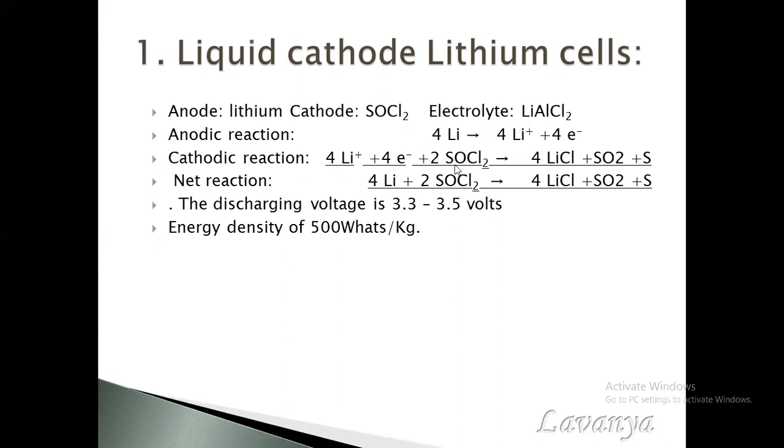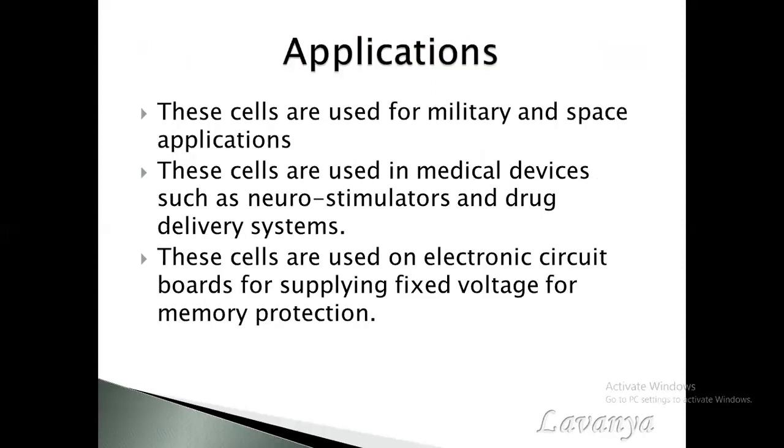And at the cathode, the thionyl chloride accepts the electrons in presence of 4 Li+ and produces LiCl plus SO2 plus sulfur. The discharging voltage of this cell is 3.3 to 3.5 volts, and the energy density for this cell is 500 watts per kg. We use them in military and space applications, in medical devices such as neurostimulators and drug delivery systems. These cells can also be used in electric circuit boards for supplying fixed voltage for memory protection.